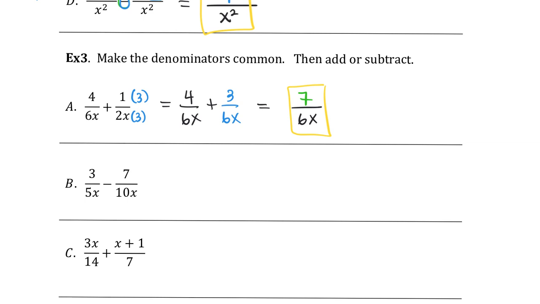Okay, for B, 3 over 5x minus 7 over 10x. They do not have a common denominator. Let me look at the smaller one. Can I make the smaller one turn into the bigger one? To get 10x, I could times by 2. So let's times by 2, top and bottom. So I get 6 over 10x minus 7 over 10x. Now the common denominator is 10x, and if I do 6 minus 7, I get negative 1.